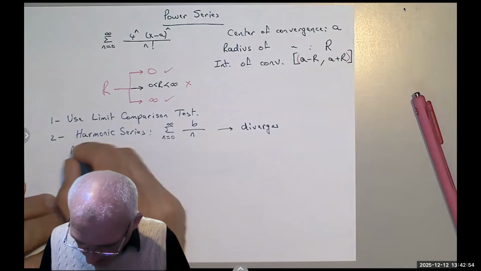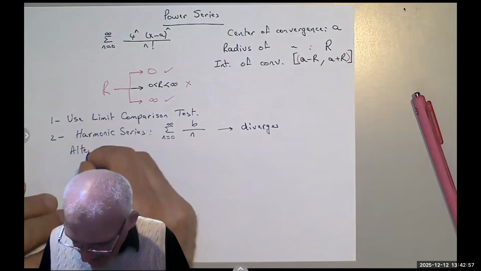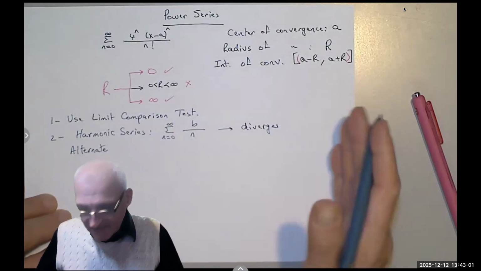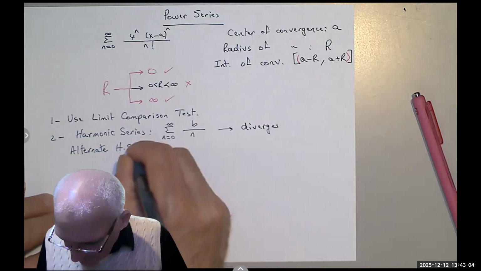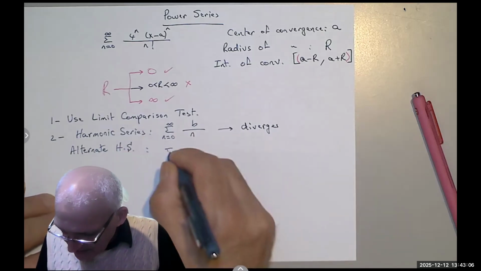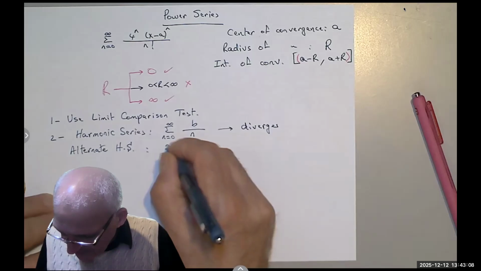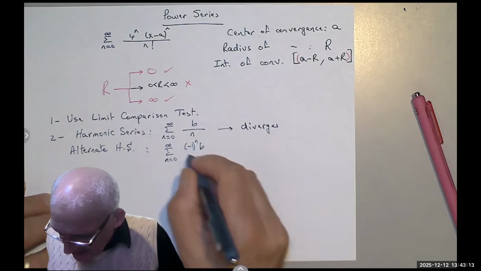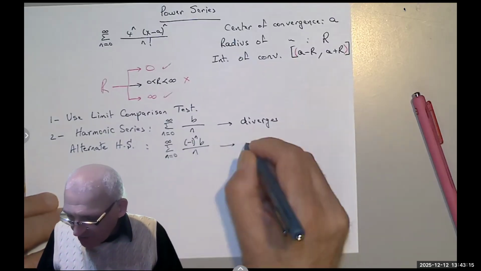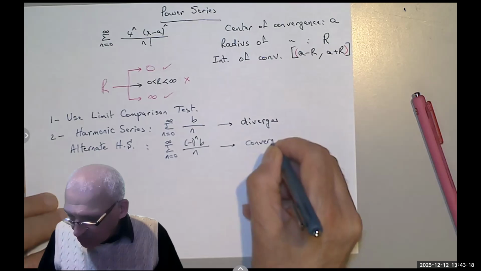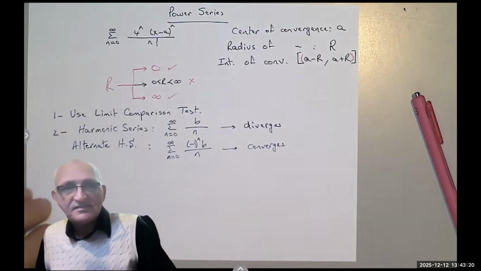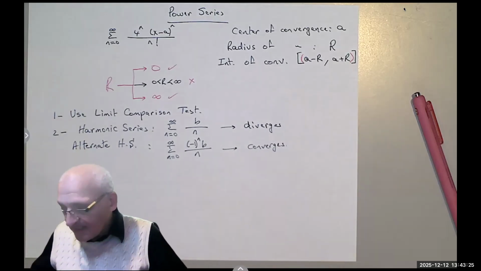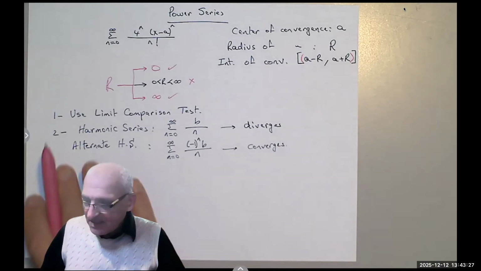Or the alternate, meaning it goes positive. The first term is positive, the second is negative, the third is positive. The alternating harmonic series is the summation of n going from 0 to infinity of some number b multiplied by -1 to the n over n, and this one converges. Again, you don't need to prove it. It's just that. Okay, so keep these 2 remarks in mind because we will be using them a lot.